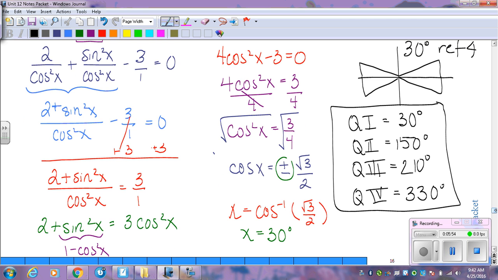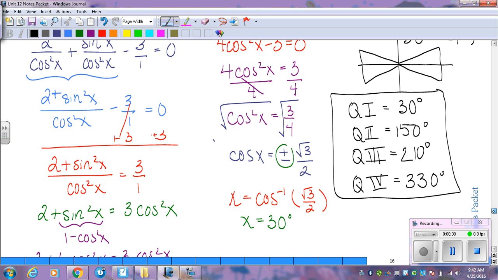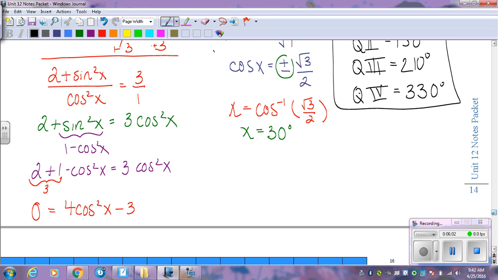Okay, so just to recap that question, when we started out, we simplified everything in terms of sine and cosine. And then as we moved down through the question, we used one of our Pythagorean identities.